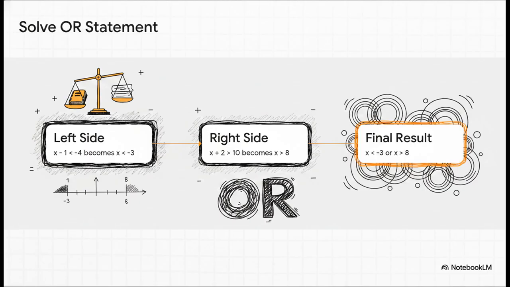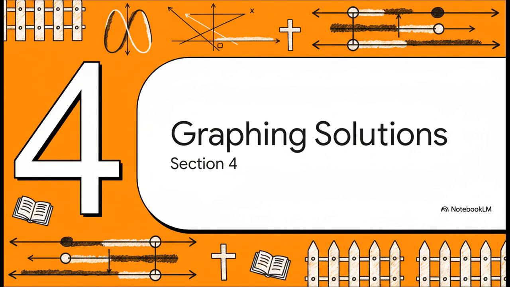So that -1 crosses over the less than sign and becomes a +1. -4 plus 1 means x is less than -3. Now on the other side of the or, the +2 crosses over the greater than sign and becomes a -2. 10 minus 2 is 8. So our final step 2 result: x is less than -3, or x is greater than 8. Which brings us to section 4, graphing the solutions.